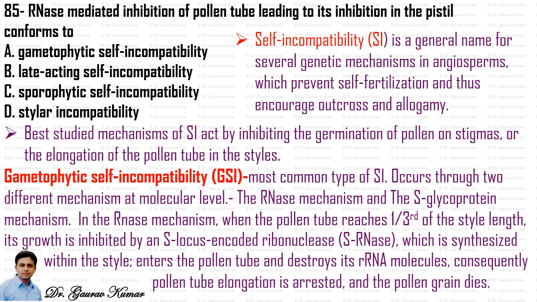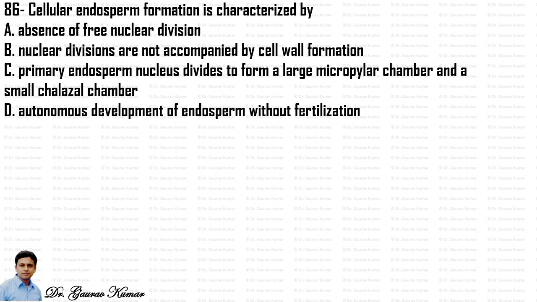So the answer to this question will be that RNase mediated inhibition of pollen tube leading to its inhibition in the pistil conforms to gametophytic self-incompatibility. Next question, cellular endosperm formation is characterized by.